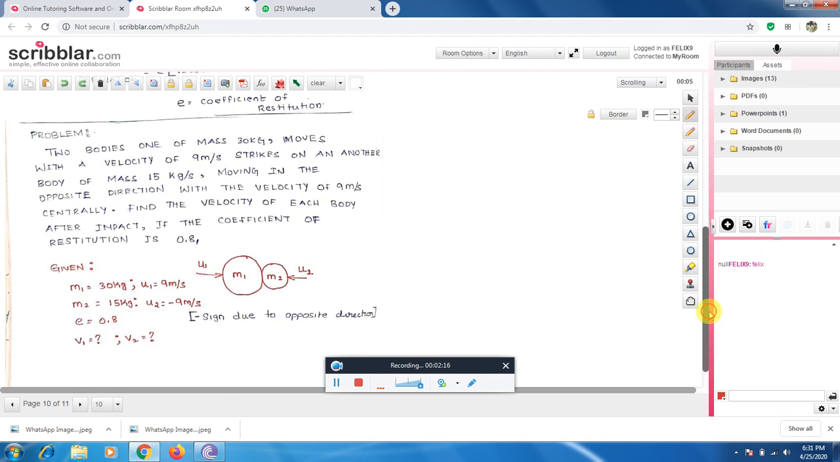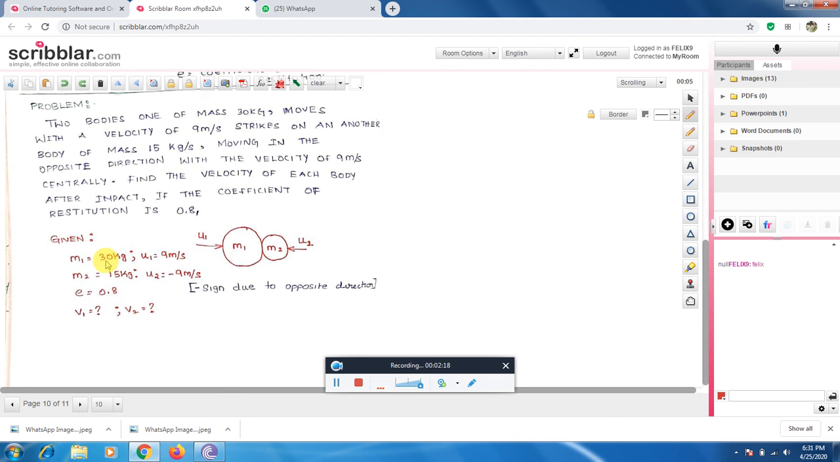So these are the given data: m1 and m2, two bodies of mass 30 kg and 15 kg. The first moves with a velocity of 9 meter per second, and strikes another body of mass 15 kg moving in the opposite direction. So this is moving in the opposite direction, so we take minus 9 meter per second. E is the coefficient of restitution, given as 0.8, and we are supposed to find the velocity after the impact. As I told you, we'll be using only two formulas.